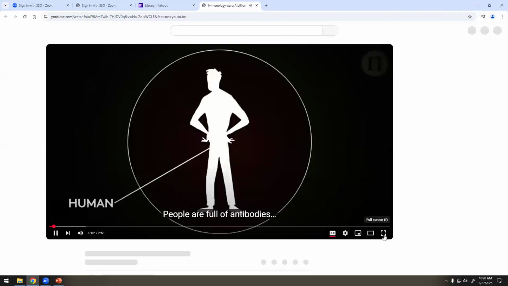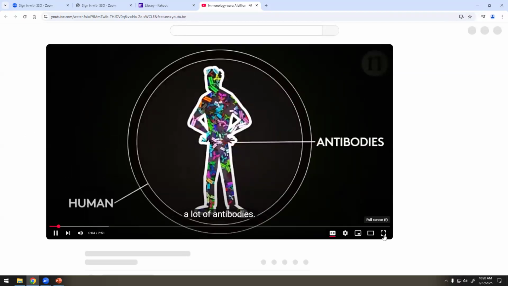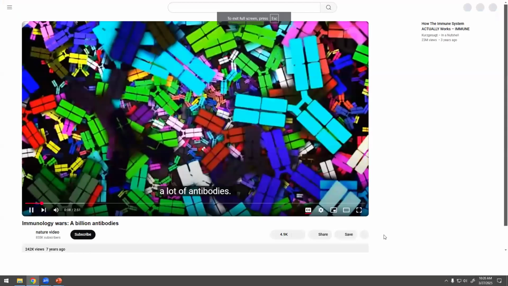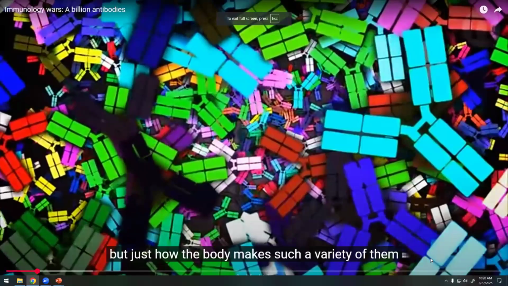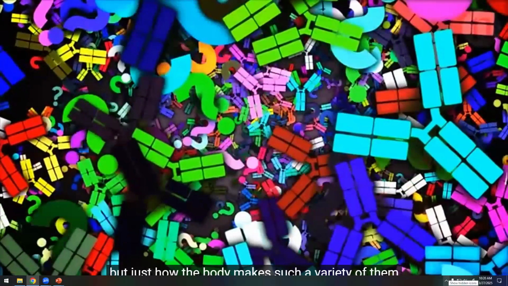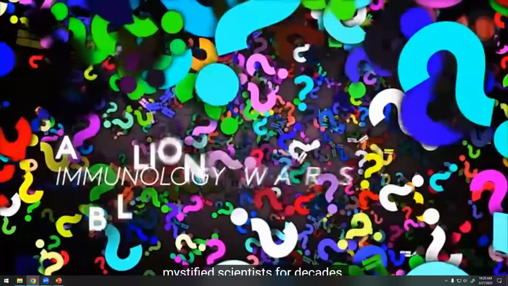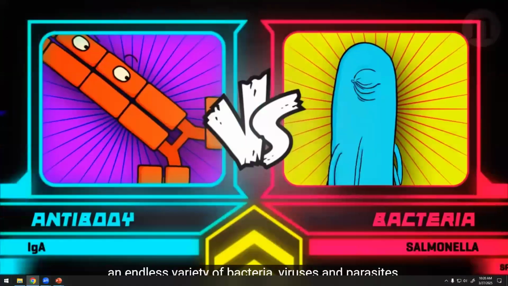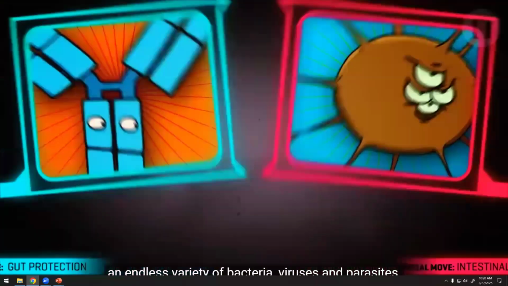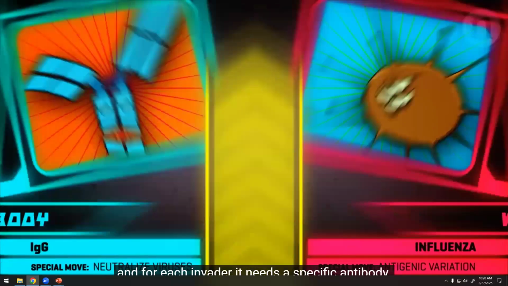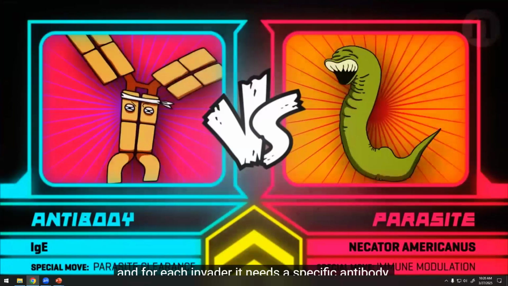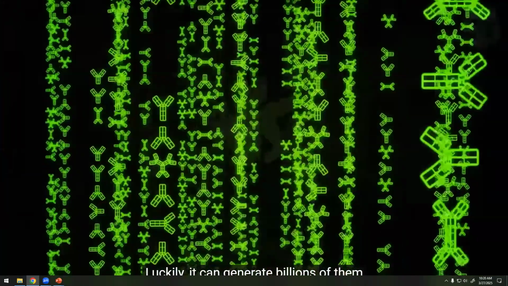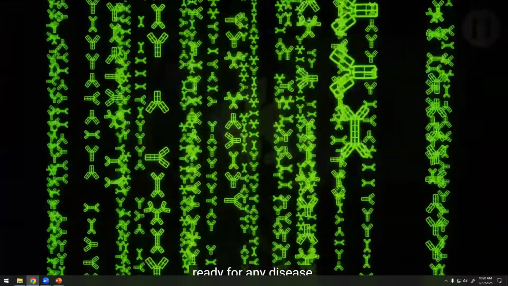People are full of antibodies, a lot of antibodies. These proteins are a vital part of the immune system, but just how the body makes such a variety of them mystified scientists for decades. The human immune system has to fight off an endless variety of bacteria, viruses, and parasites, and for each invader, it needs a specific antibody. Luckily, it can generate billions of them, each slightly different, ready for any disease.